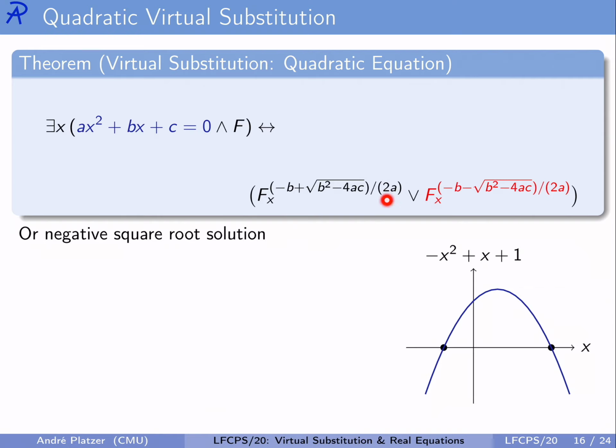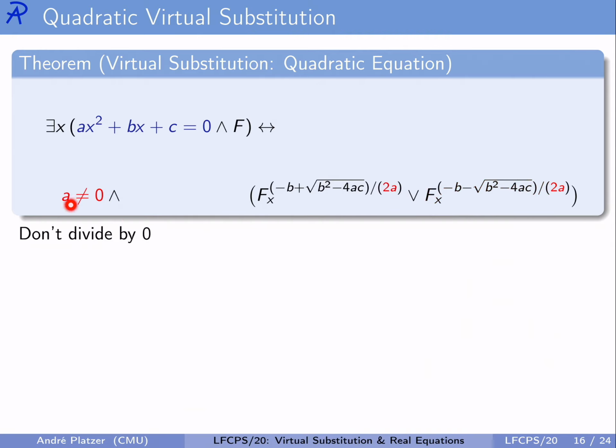Now, of course, dividing by 2a is a lot more fun if we only knew that a isn't 0, right? So this only actually works out, in this particular case, if a isn't 0, because otherwise dividing by 0 isn't a good idea. But also, what else could go wrong? Well, the square root, right? Does the square root exist? The square root of minus 1 exists, but not in the real numbers. It only exists in the complex numbers. And when we're trying to eliminate quantifiers in the real arithmetic, we shouldn't be using imaginary numbers as witnesses.